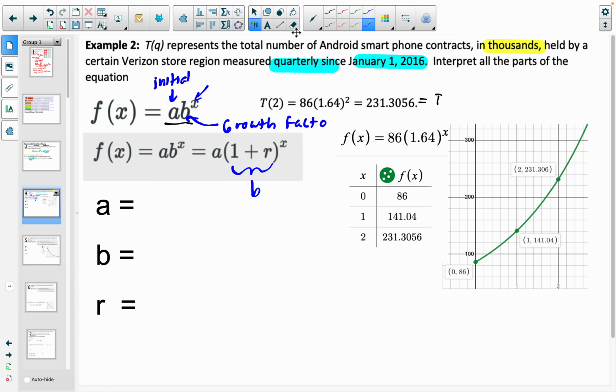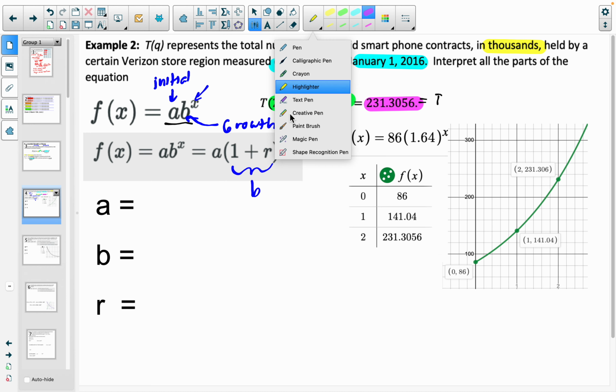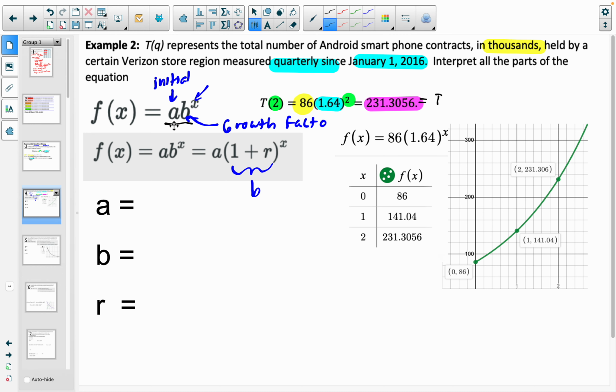All right, so let's take a look at what we have given. And so we've got this expression here, T equals 86 times 1.64 raised to the second power here. And we're told that that equals this number here. Okay, let's break down what we're given here. So we know we have a as our initial value. Well, this essentially is our a. B is 1.64. And we're told that it's measured quarterly. So T represents how many quarters since January 1st.